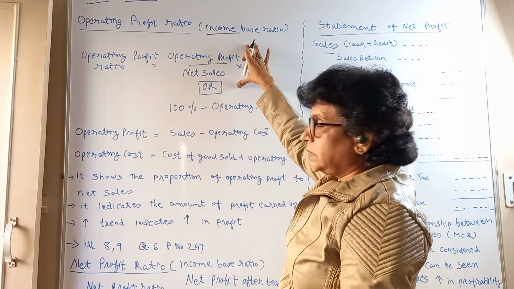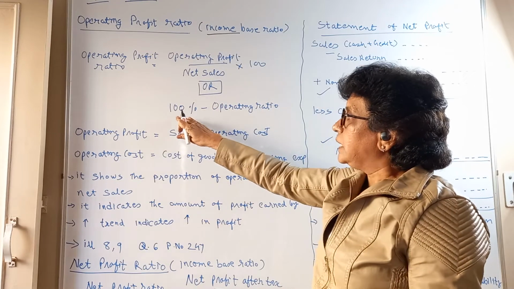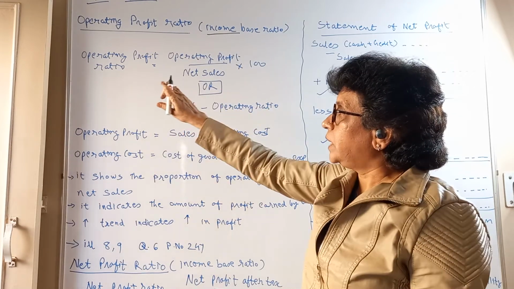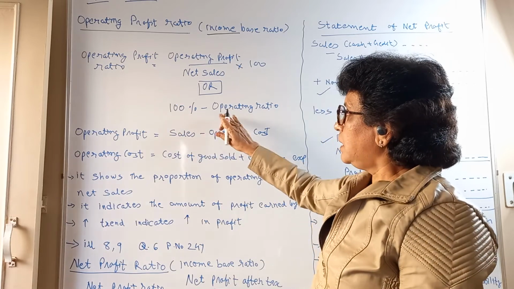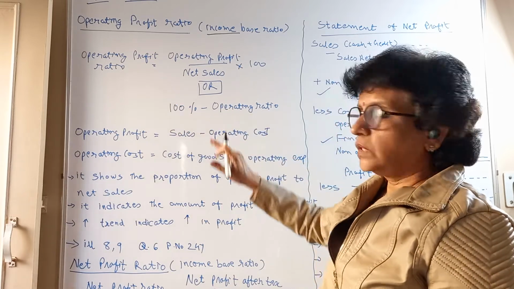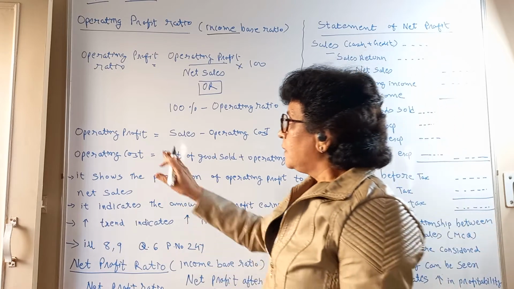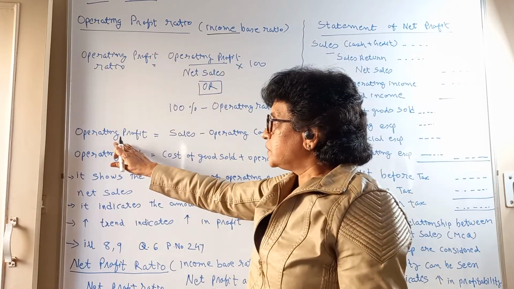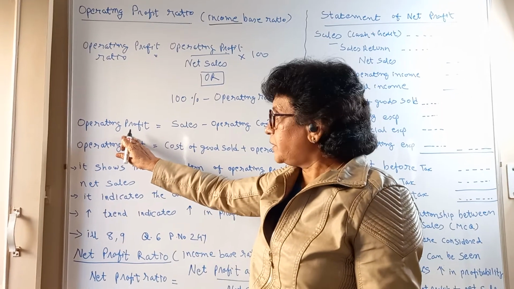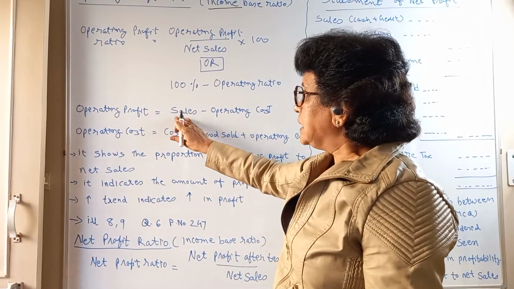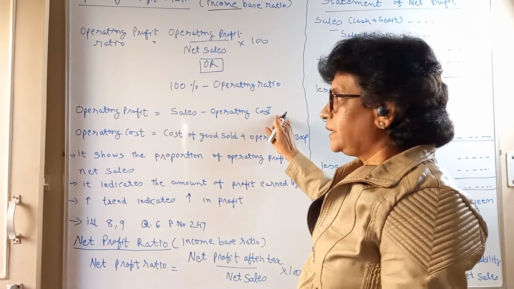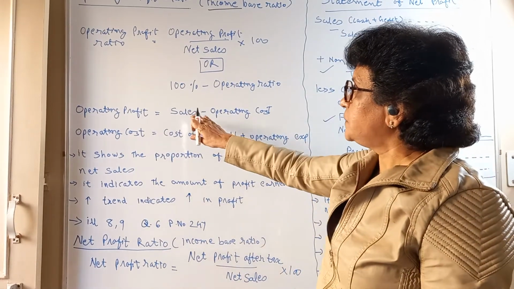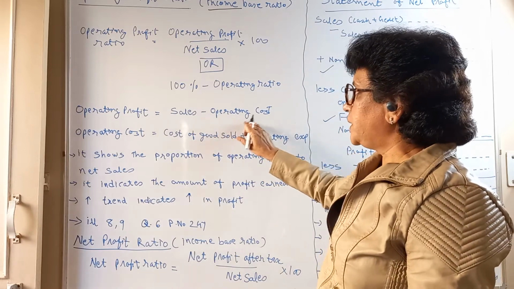Either you do with this formula or you can do 100% minus operating ratio. Whatever operating ratio you are getting, if you do 100 minus it, you also get the same figure. So here you first need operating profit. So the question is, what is operating profit? That can be derived as sales minus operating cost. So the formula to be applied: sales figure must be given to you, and operating cost.